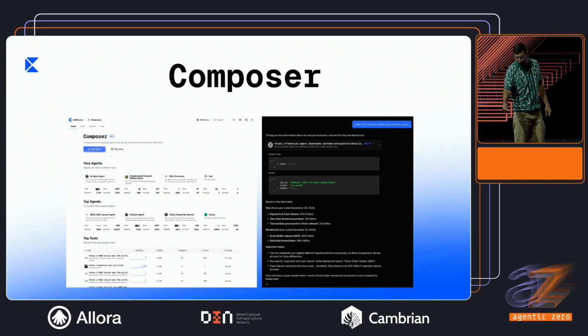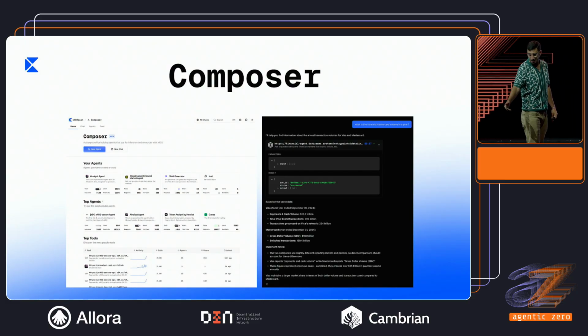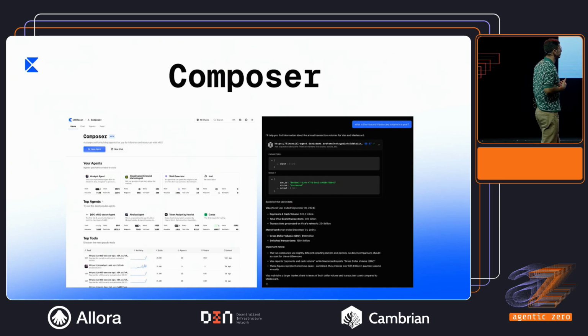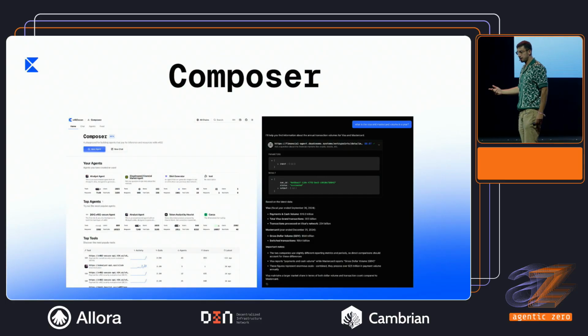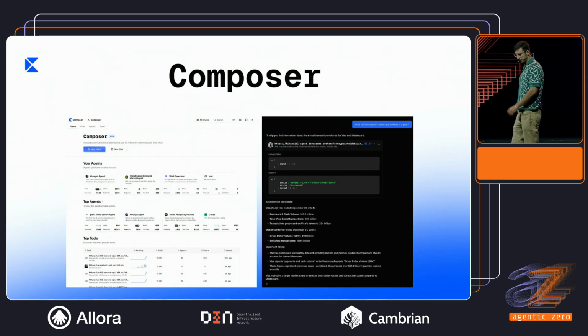So here, for example, the agent has access to that endpoint, pays 7 cents for it, gets back the response, and uses that for the next answer and puts that into its own context.